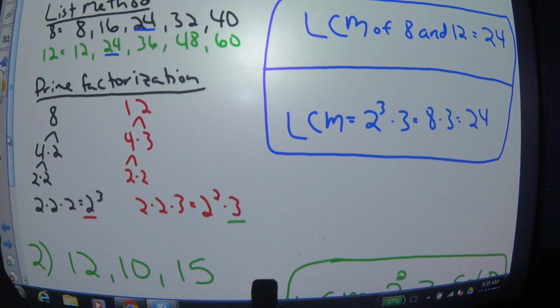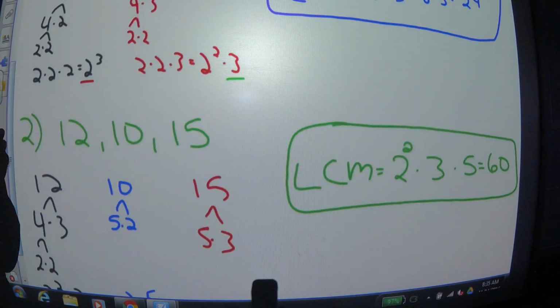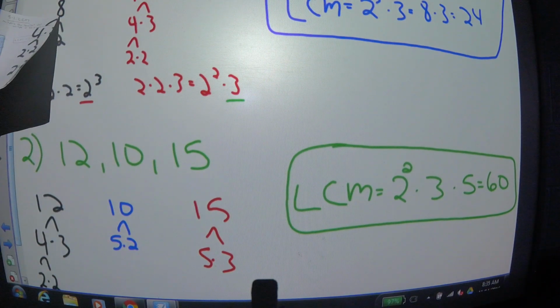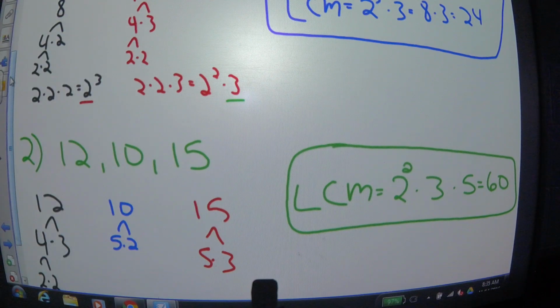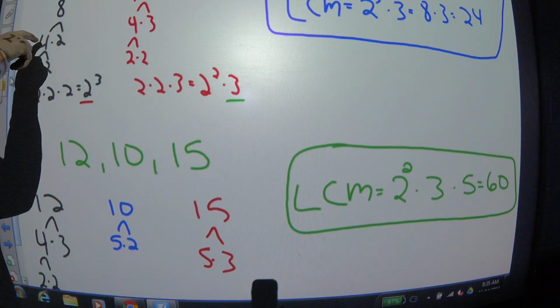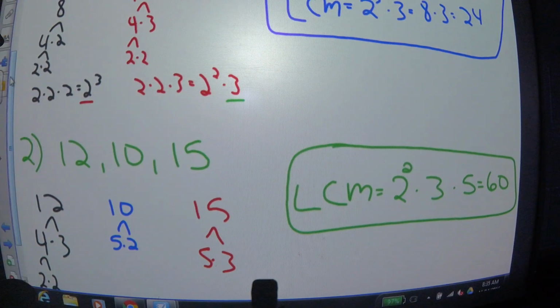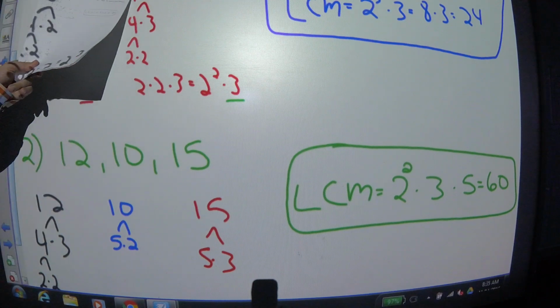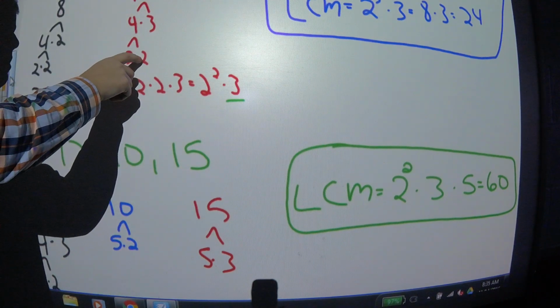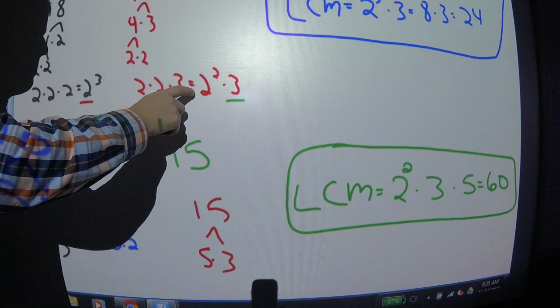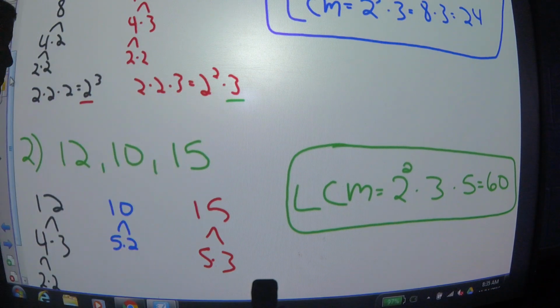Now, through prime factorization, which I find to be the easier method, you break down 8 and 12 into their prime factors. So 4 times 2, and then 2 times 2. So 2 to the third power is the prime factorization of 8. 12 is 2 times 2 times 3. So 2 squared times 3.